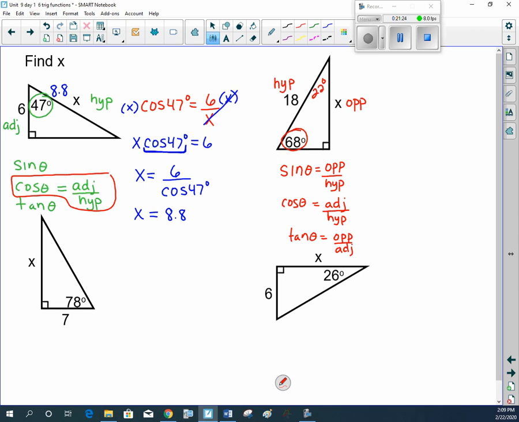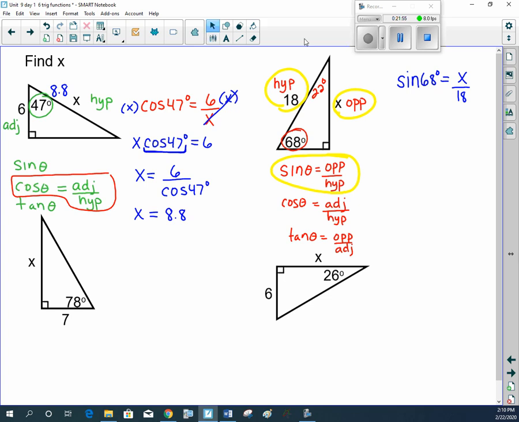Well, I go and see what the information is that's given. It looks like to me I have an opposite side and a hypotenuse. So out of those three trig functions, the only one that has an opposite side and a hypotenuse is sine theta. So that's the one I'm going to use. So I'll come over here and set it up, and I'll say sine, and instead of writing theta, I'm going to put the actual value of 68 degrees equals the opposite side, which is x, over the hypotenuse.